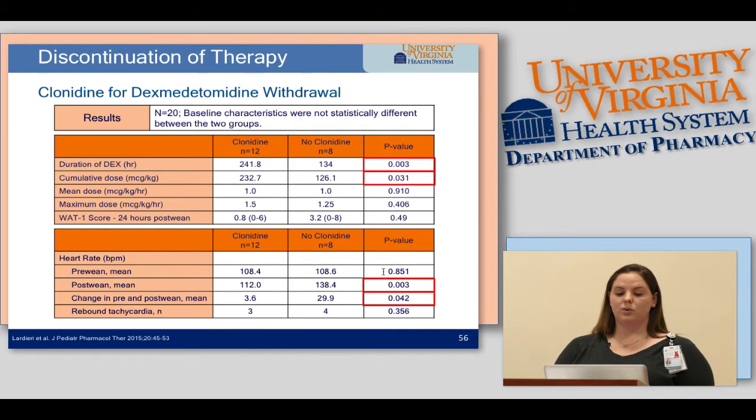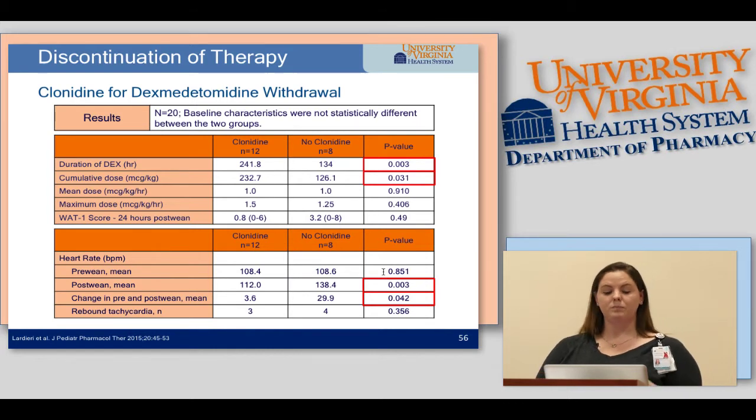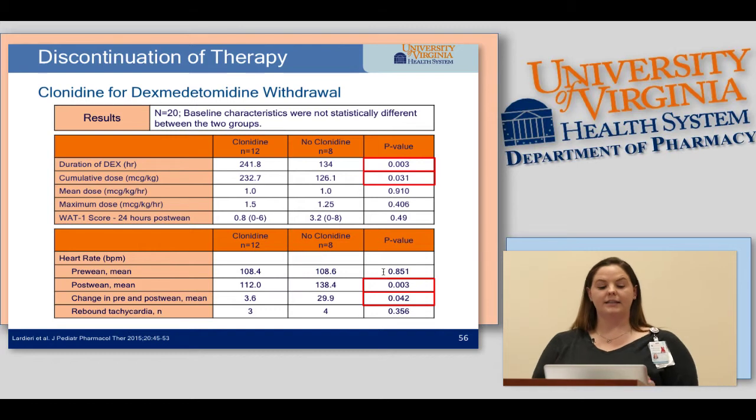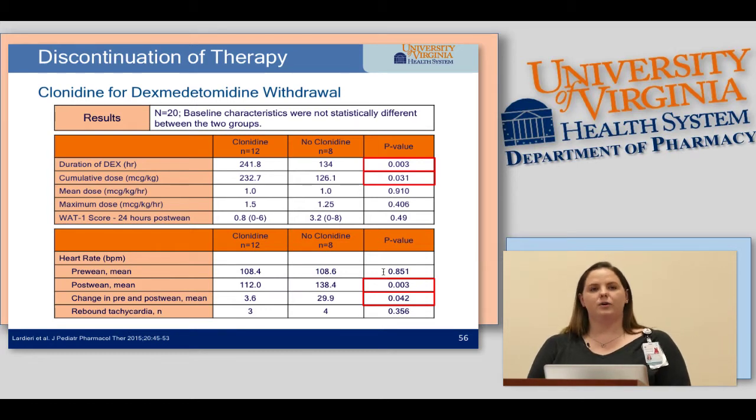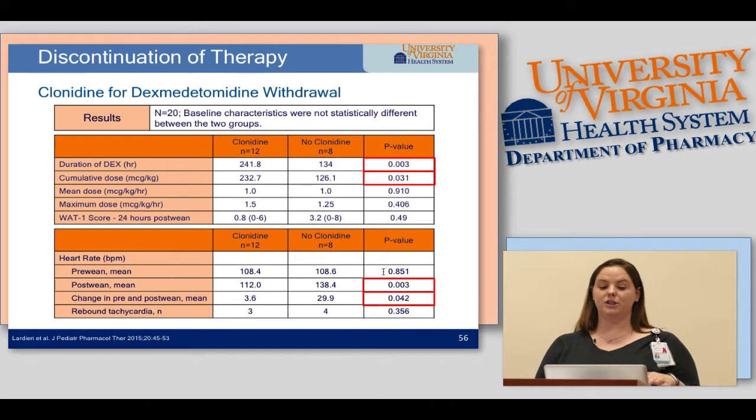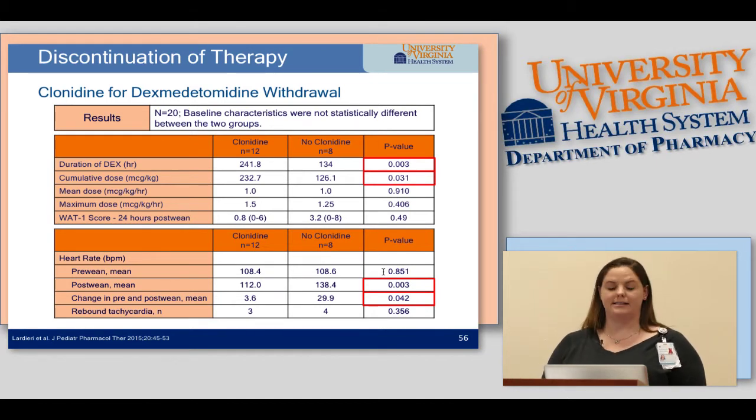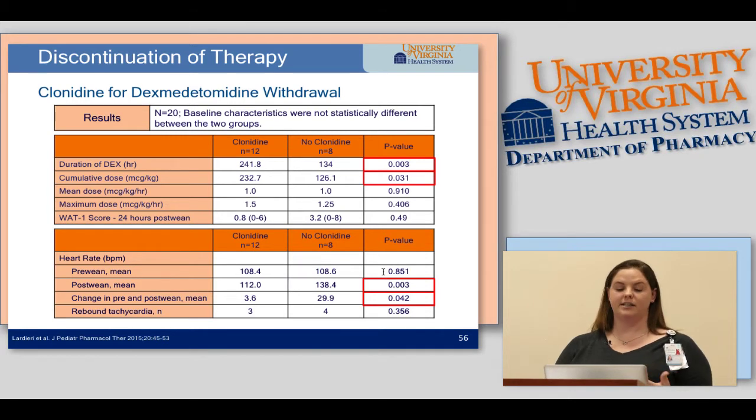As you can see, the WAT scores, at 24 hours post-wean, were not statistically significantly different. However, the clonidine group had an average score of 0.8, compared with the no clonidine group, which had an average of 3.2. So you can see there is a difference, although not statistically significant. And then when looking at heart rate in these two patient populations, there was a statistically significant difference in the change pre and post-wean between the two groups, with the no clonidine group having a statistically significantly higher heart rate compared with the clonidine group.